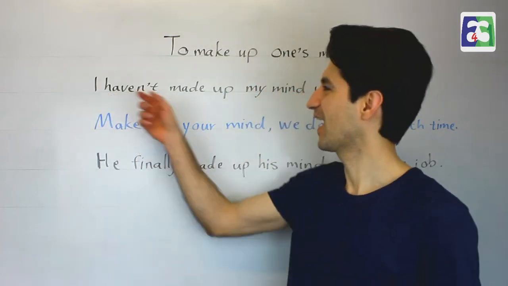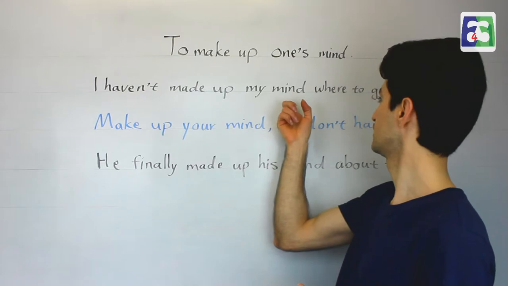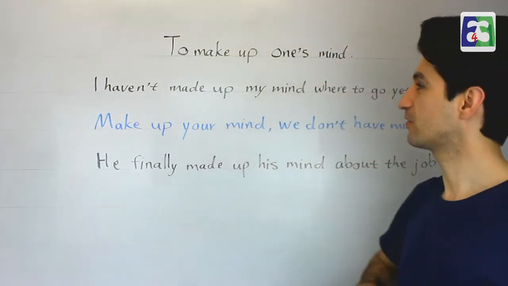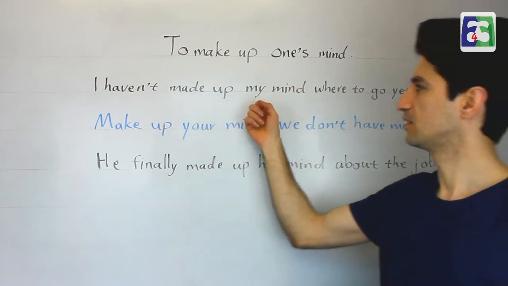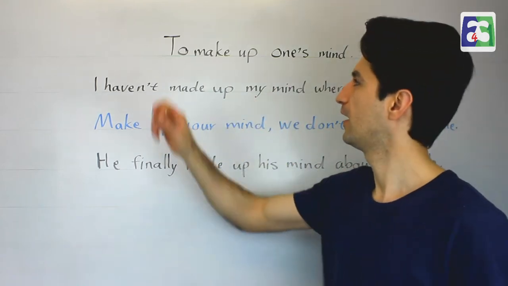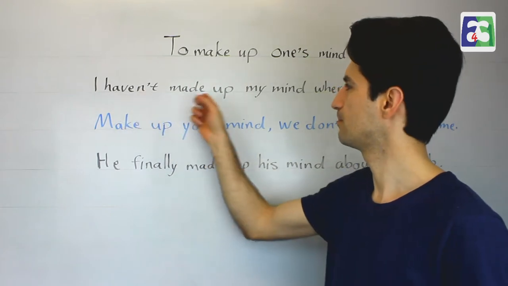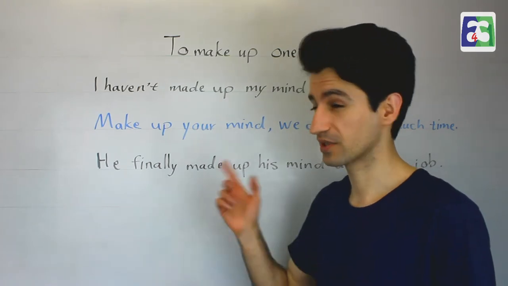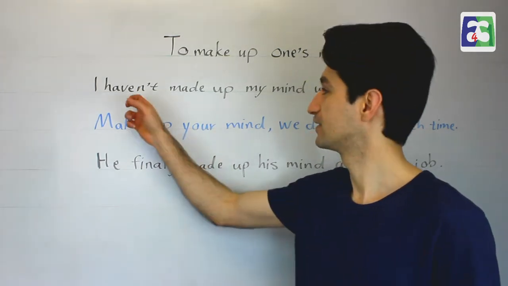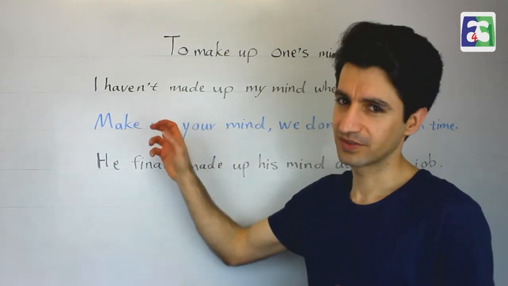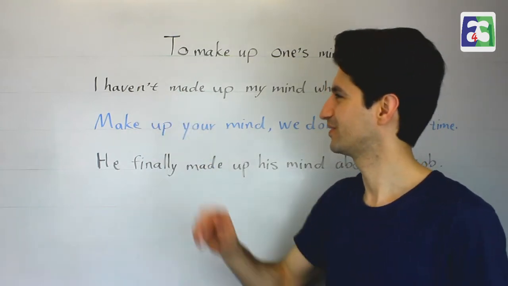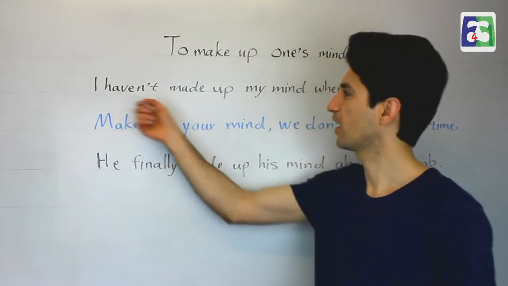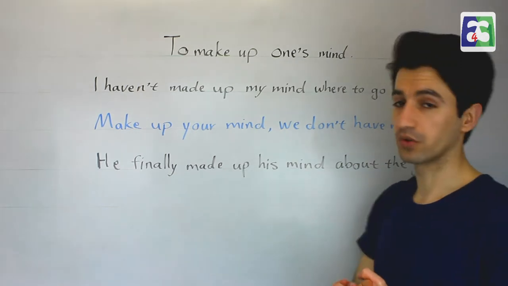All right, "I haven't made up my mind where to go yet." Over here, "one's" is "my," and "make up" is "haven't made up." So I have used the present perfect and the negative form. Again, if you haven't watched the video about the present perfect, make sure you do so. "I haven't made up my mind where to go yet."